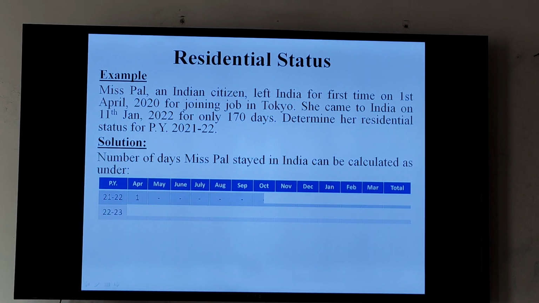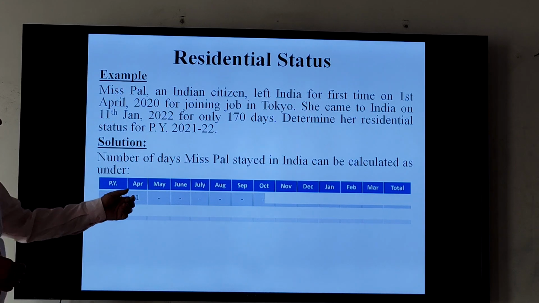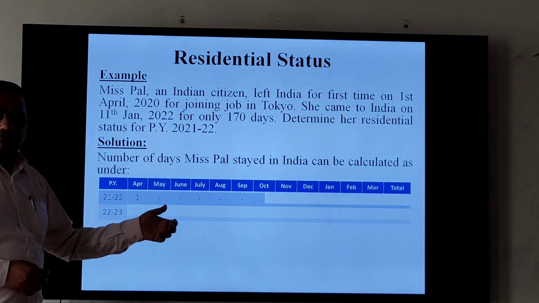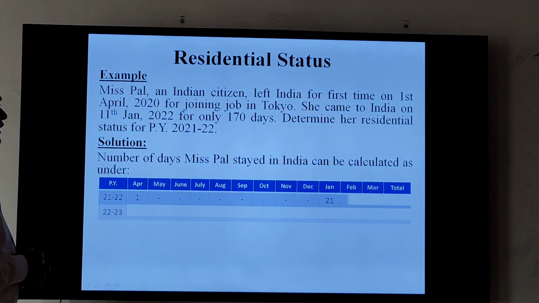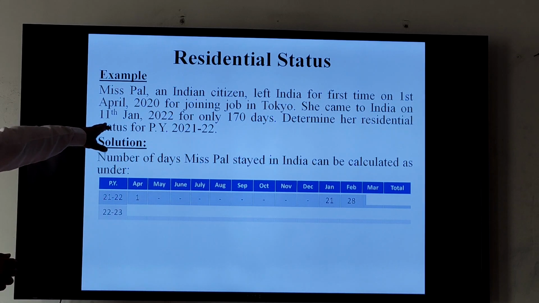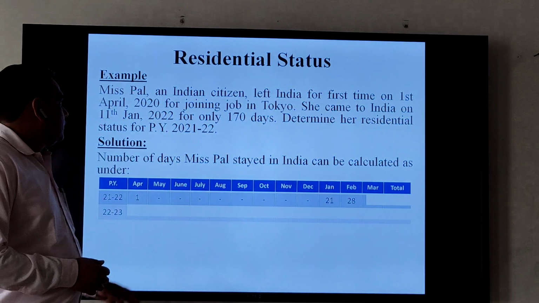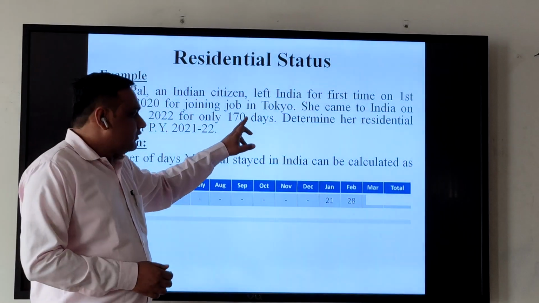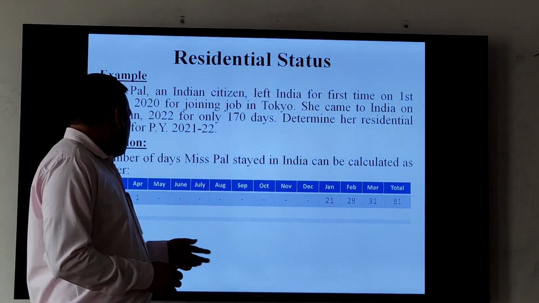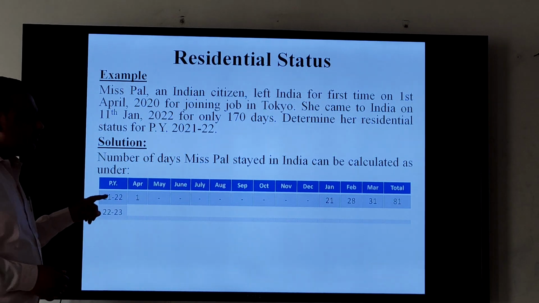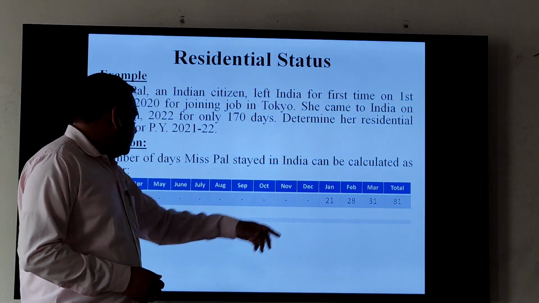So if we try to identify, she left India for the first time on 1st April 2021, so on 1st April she was in India. Then she left India, and for the rest of the months she was not in India, until she came back on 11th January 2022. So in the month of January she was in India for 21 days, and she came for 170 days. In February she was in India for 28 days. In March, 31 days. So during the previous year 21-22 she was in India for a total of 81 days. But she came for 170 days.